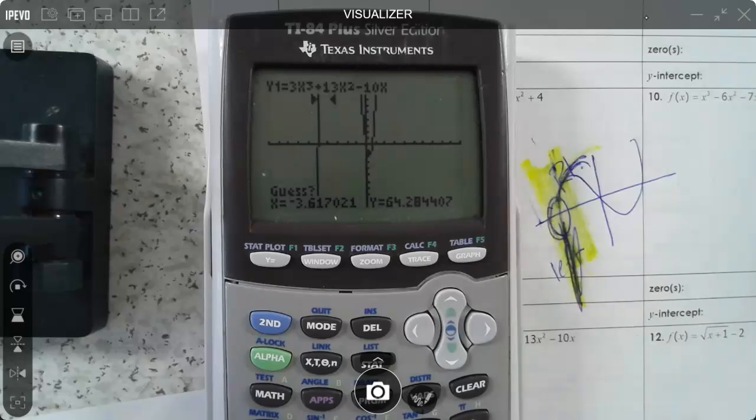Okay, so now keep going to the right. Hit right until your Y is positive.